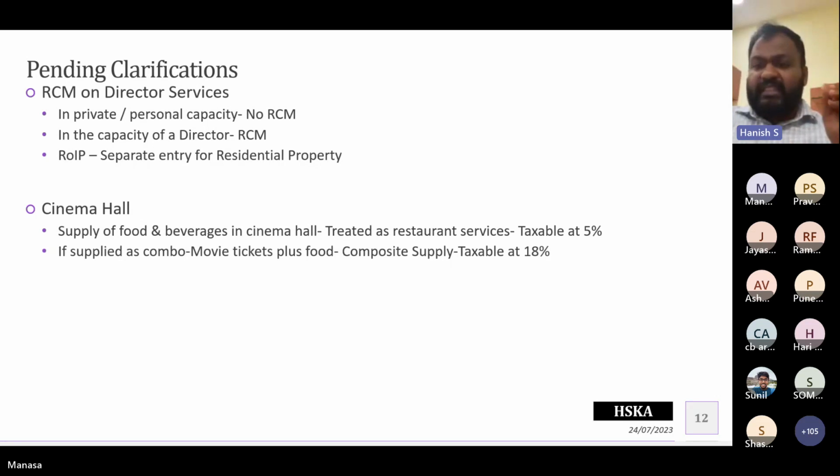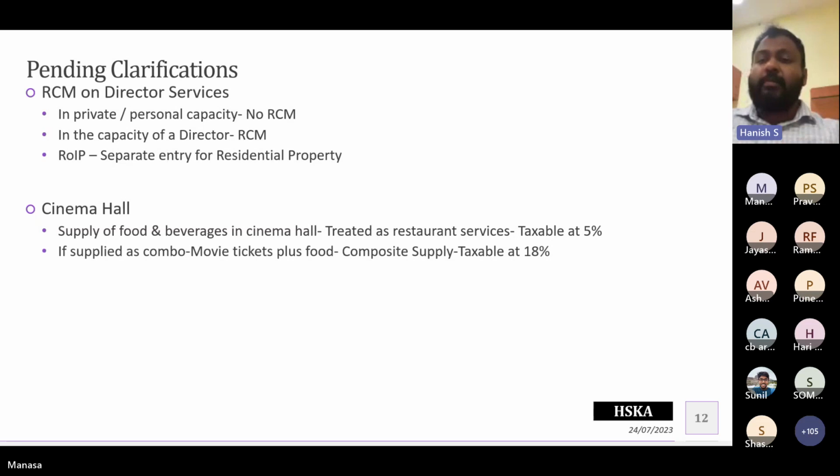Okay, if we are paying sitting fees to the director, it is being paid because he is working in his capacity as a director. So the company will have to discharge tax under reverse charge mechanism. But he has given his commercial property, and I want to stress on commercial property here because we'll come to residential property a little later.